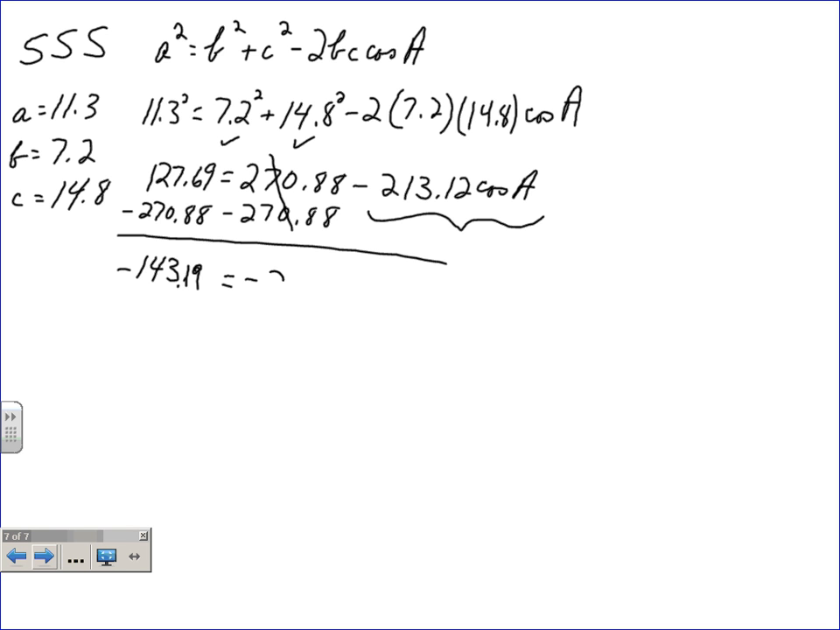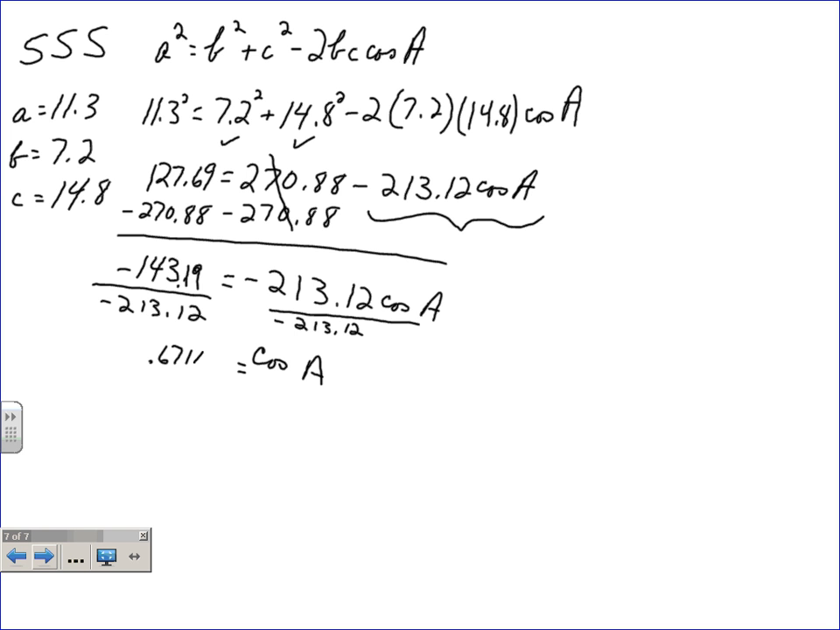Equals negative 213.12 times cosine A. Notice I've got a negative on both sides. So cosine of A, dividing by negative 213.12 on both sides, cosine of A is equal to 0.671875. It is equal to that decimal.